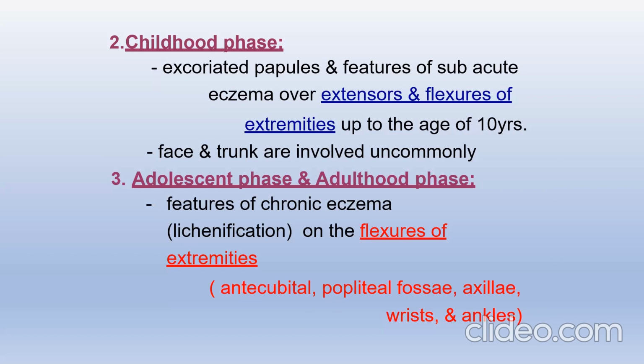Then third one is adolescent phase and adulthood phase. So it shows features of chronic eczema, that is lichenification, mainly on the flexures of the extremities, like antecubital fossa, popliteal fossa, in axilla, on wrist and ankles.